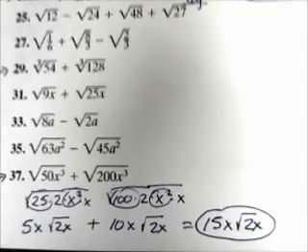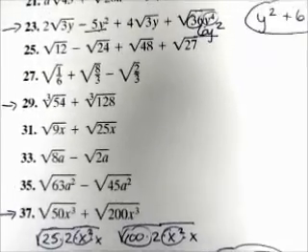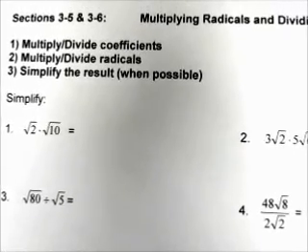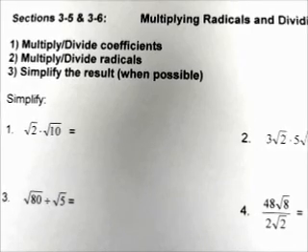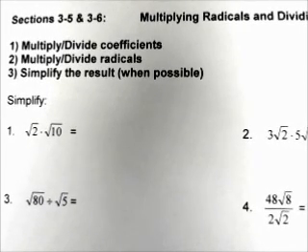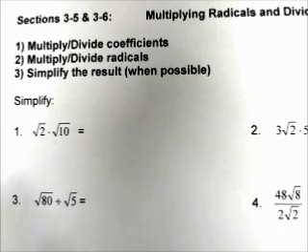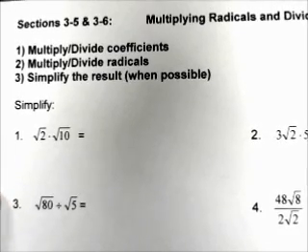Okay. So in order to add or subtract, your radicals must be like. Now with multiplying and dividing, you multiply, divide the coefficients, multiply, divide the radicals, and then simplify the result. So with adding and subtracting, you simplify first, and then combine like radicals. With multiplying and dividing, we simply multiply and or divide, and then simplify.